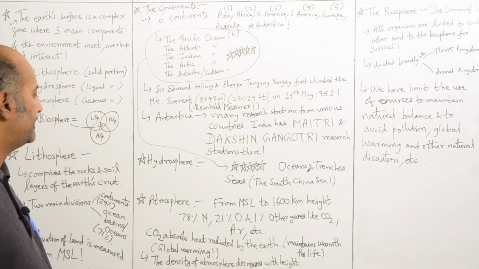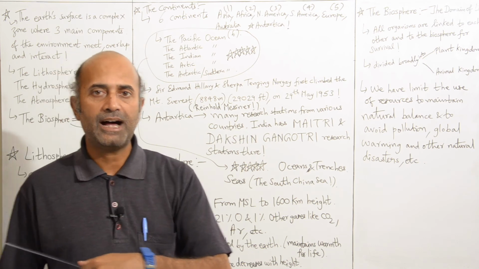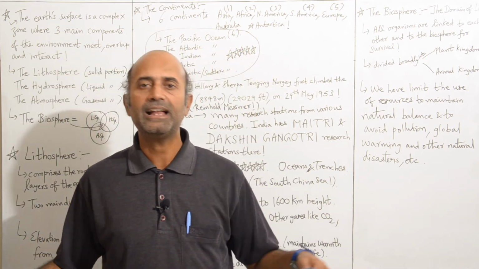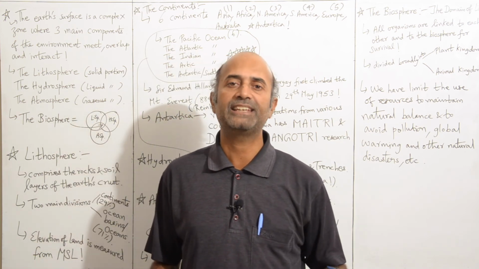Like we discussed earlier, the density of atmosphere decreases with height. The density of the atmosphere is the highest at the mean sea level, and then it decreases slowly as we go above the mean sea level.